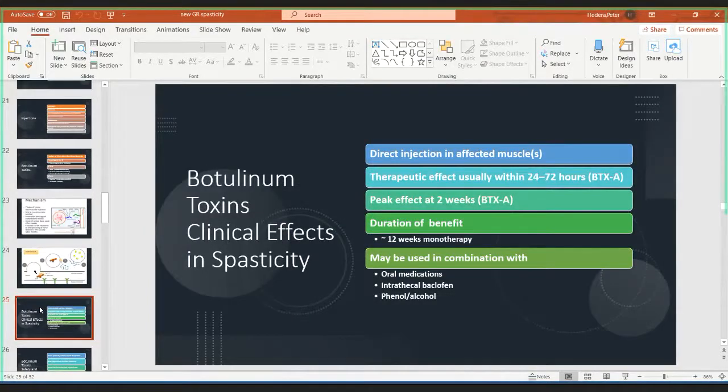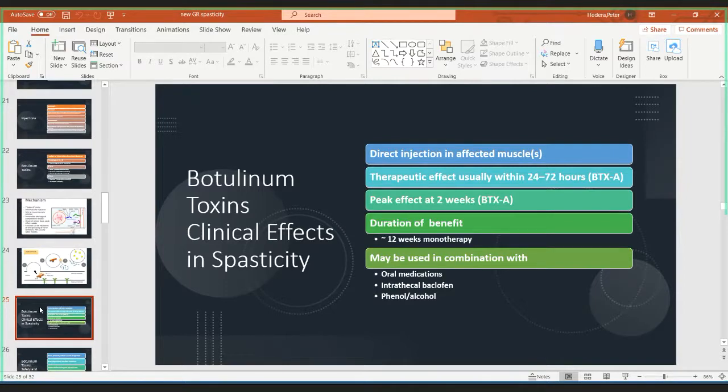So what are the clinical effects of botulinum toxin on spasticity? Again, it's a direct injection into affected muscles. It takes perhaps 72 hours, but many times I tell my patients it can take up to 1 week to work. But the peak effects happen between 2 weeks and 6 weeks.